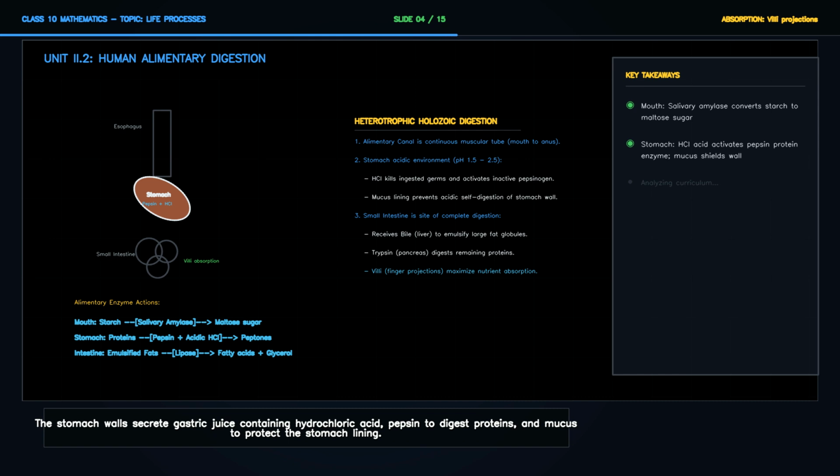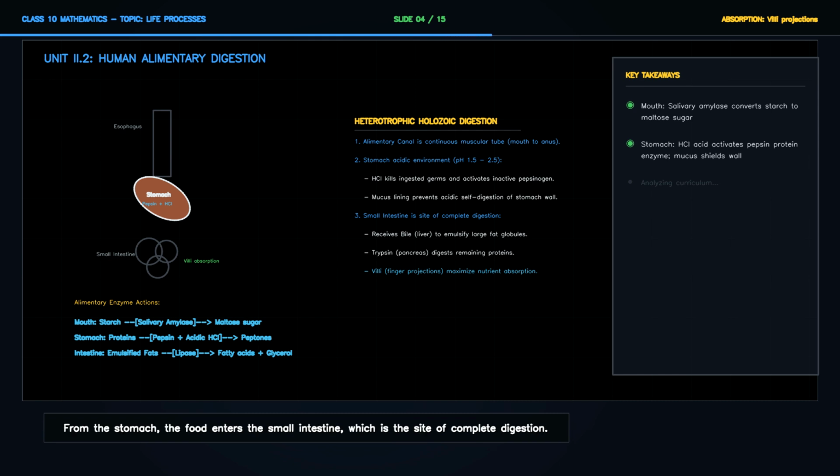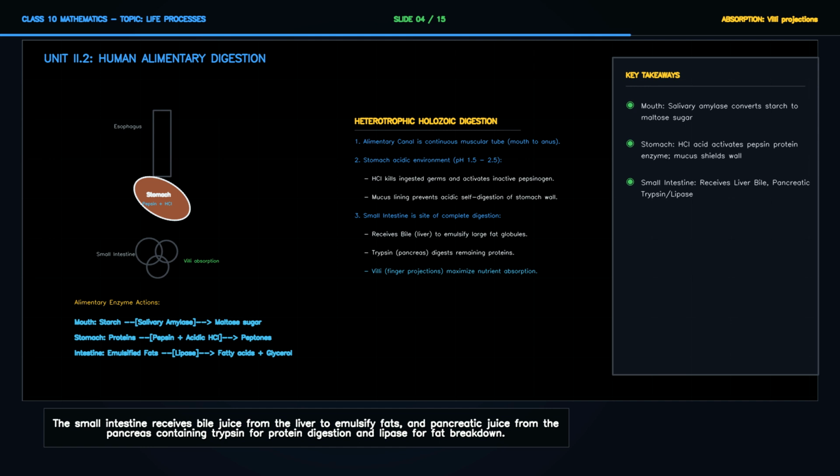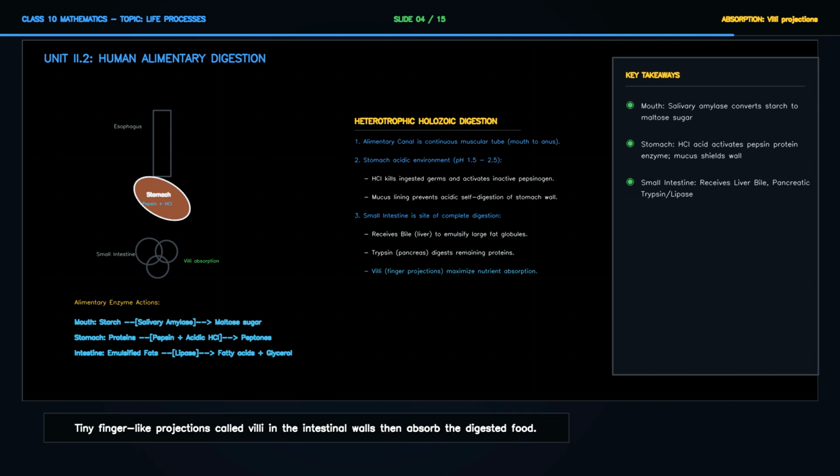From the stomach, the food enters the small intestine, which is the site of complete digestion. The small intestine receives bile juice from the liver to emulsify fats, and pancreatic juice from the pancreas, containing trypsin for protein digestion and lipase for fat breakdown. Tiny finger-like projections called villi in the intestinal walls then absorb the digested food.